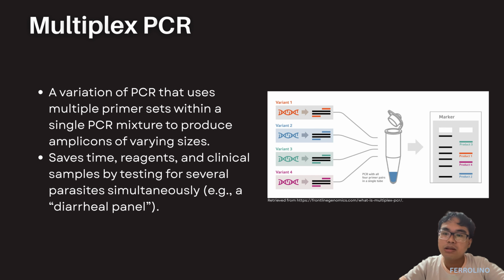Second is the multiplex PCR, which requires rigorous primer engineering to ensure diagnostic accuracy. When designing a diarrheal panel for parasites like Ascaris, Trichuris, and hookworms, several technical constraints must be met. First, all primer sets, often 3 to 5 pairs, must have nearly identical melting temperatures, typically within 1 to 2 degrees Celsius of each other, so that a single annealing temperature in the thermal cycler works effectively for all targets.